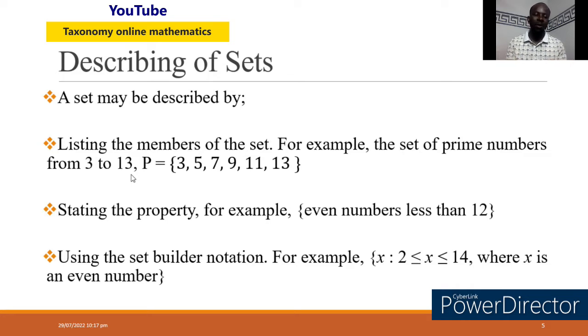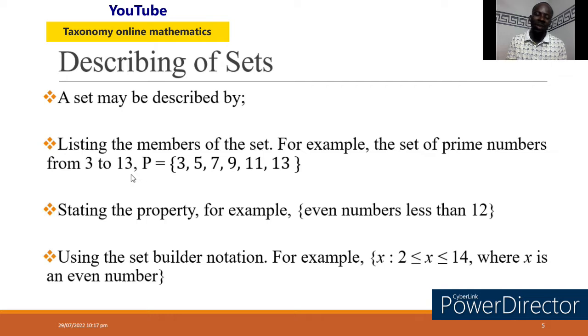Now, we can also say that a set can be described by stating its property. You state the property of the set, still enclosed in a bracket. So, even numbers less than 12. A set of even numbers less than 12. A set of days of the week. A set of counting numbers between 10 and 40. That will be just stating the property of the set.